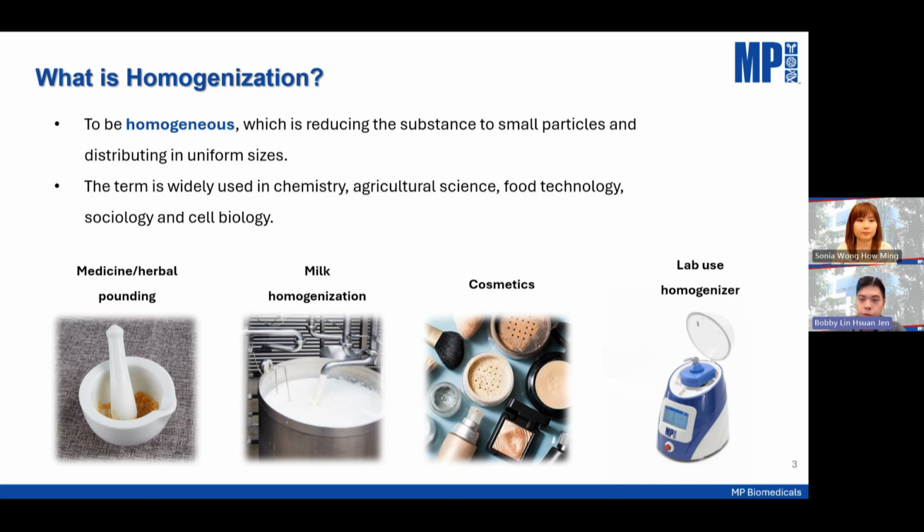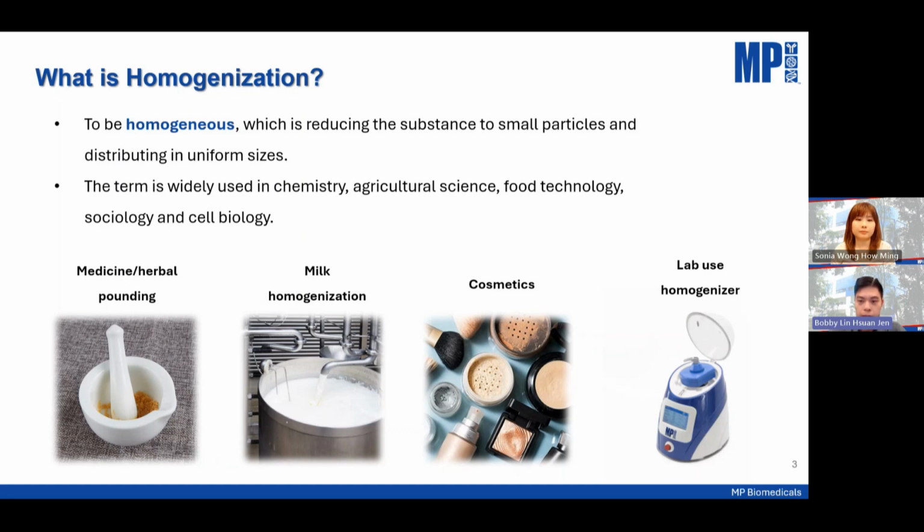Okay, let us begin. So first of all, what is homogenization? The key of homogenization is essentially to be homogeneous. The word itself means to reduce the substance of what we're trying to achieve to small particles and also to distribute it in a uniform size. A lot of times when we mention homogenization, it's not only about molecular biology. Sometimes we use it in chemistry, agriculture science, food technology, sociology, and also cell biology.